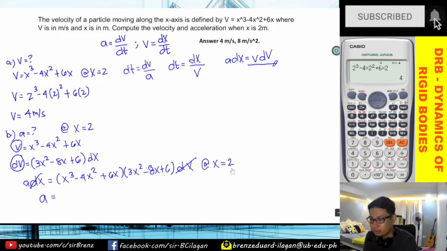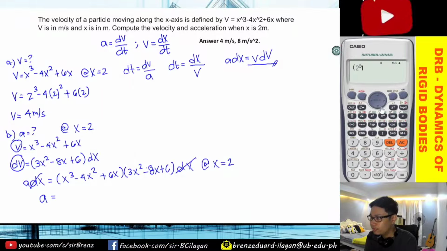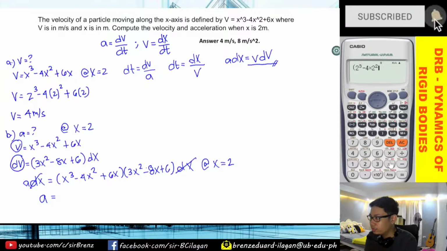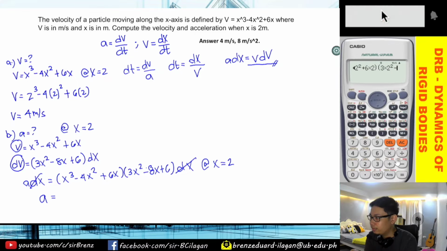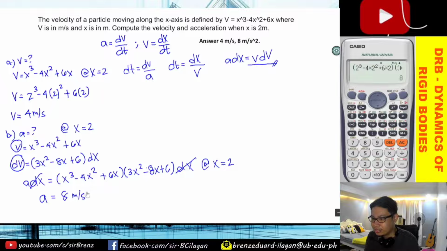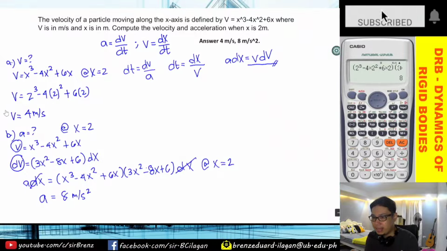So, input lang natin ito sa calculator. So, quantity of 2 cubed minus 4 times 2 squared plus 6 times 2, times the quantity of 3 times 2 squared, and then minus 8x, so 8 times 2, plus 6. Ayun. Wow, magic. So, 8 meter per second squared. Okay, so napalabas naman natin.